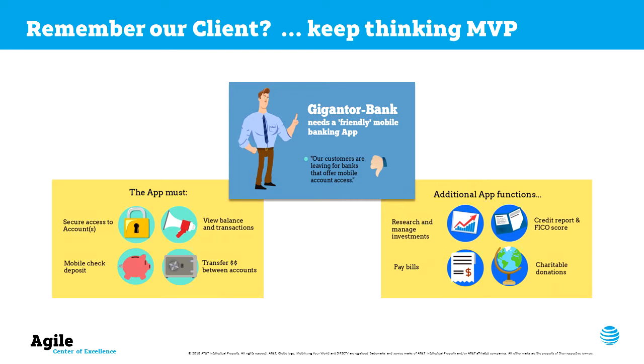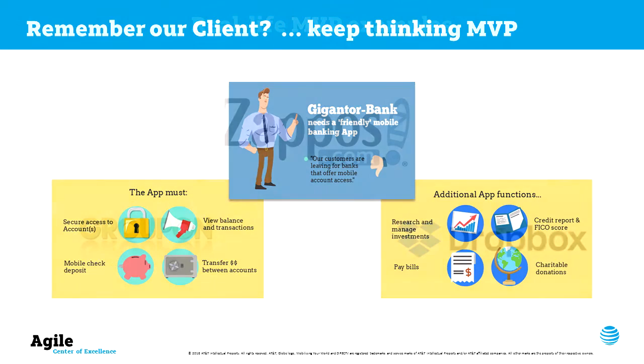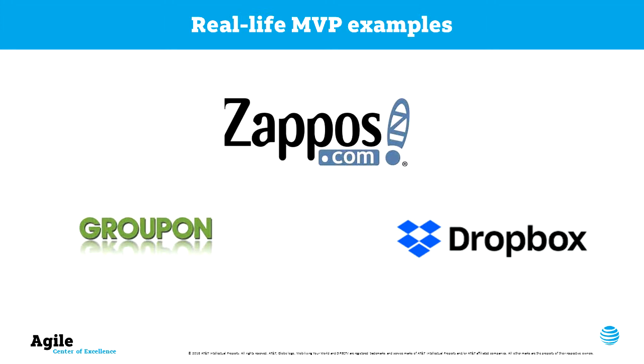Remember our client from the beginning of the course, Gigantor Bank? We're going to get back to them soon, but before looking more closely at our banking client's request, let's look at a few real-life MVP examples, as well as methods for dividing large scope into small functional slices of value. Here we see three name brands that you probably recognize: Zappos, Groupon, and Dropbox.